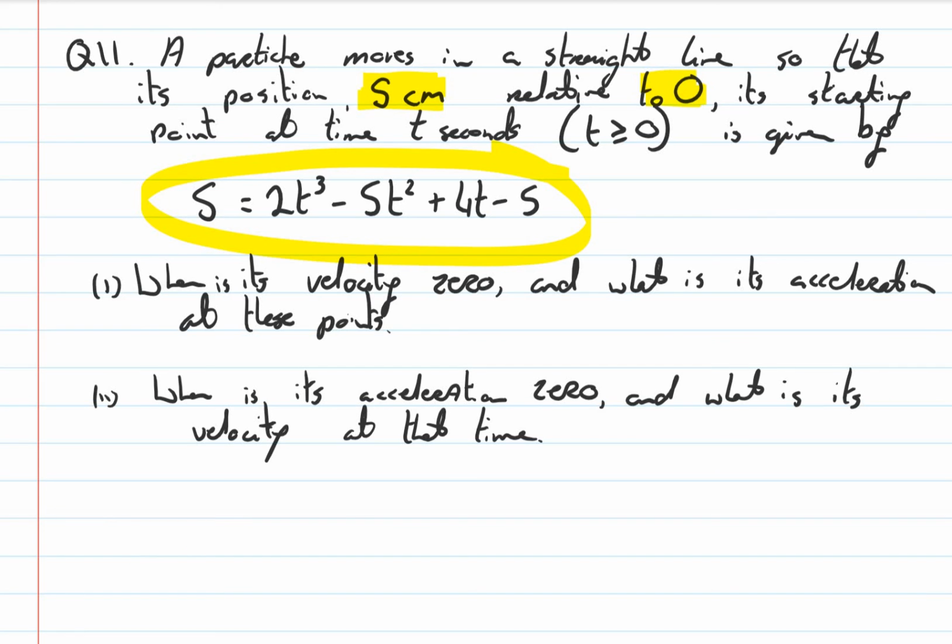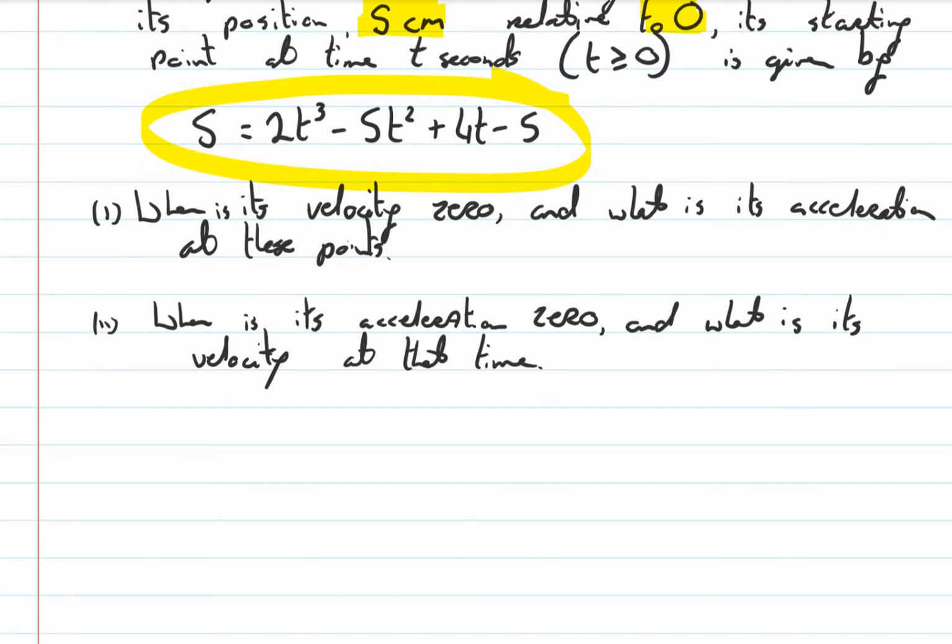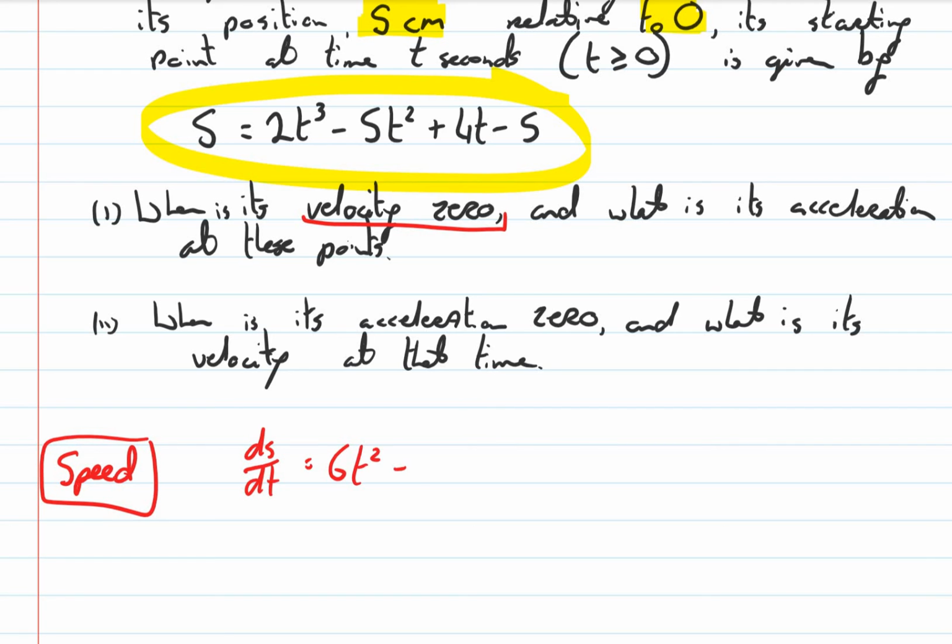So here we go. The question we're looking for is, what is its velocity, when is its velocity 0? And what is its acceleration at these points? So there's two questions in one there. So when is its velocity 0? Velocity is the same as speed. So at what time is its velocity 0? First thing we're going to have to do, we're dealing with speed. We're going to have to differentiate this. So ds/dt equals 6t squared minus 10t plus 4.